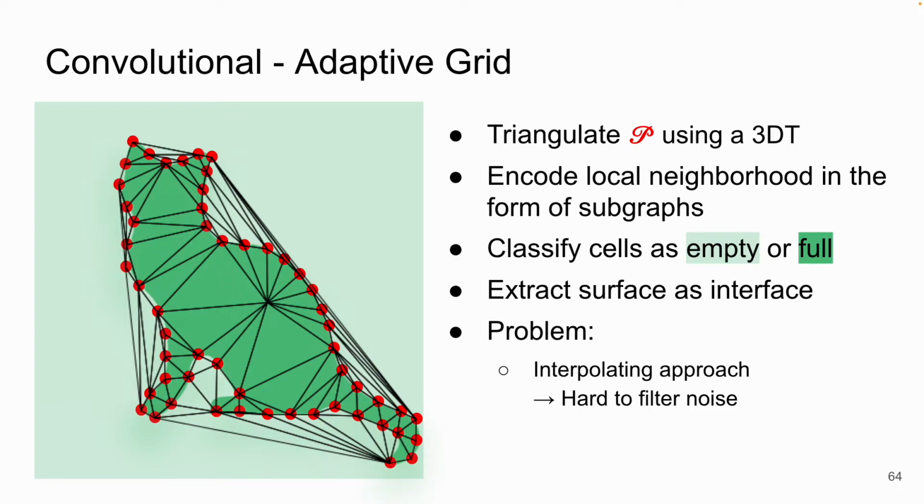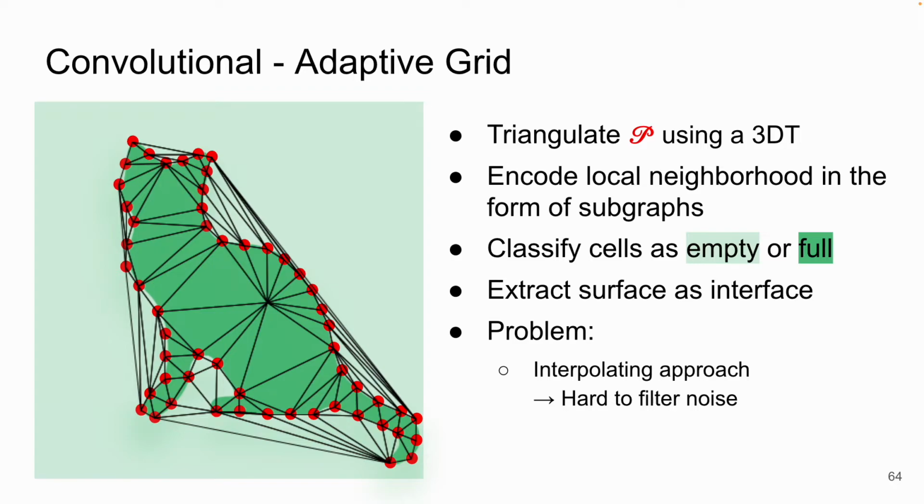So now what we propose in our work is to triangulate the point cloud using a 3D Delaunay triangulation, then encode local neighborhoods in the form of subgraphs of the triangulation, and then classify cells of the triangulation to lie inside or outside the surface. And then we can directly extract the surface as the interface between inside and outside cells of the triangulation, and do not need to run marching cubes, for example.